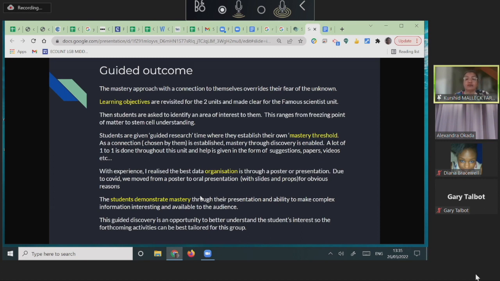And so after really zoning in on their mastery threshold and making sure that they have a connection between them and that scientist, it's very important for them to have a personal connection, because I find that overcomes their fear of learning a subject that they have never heard about, words and vocabulary that they've never heard about. And the way that they will present it, that means the organization of the data, is either a poster or a presentation, and they are masters of their own topic.